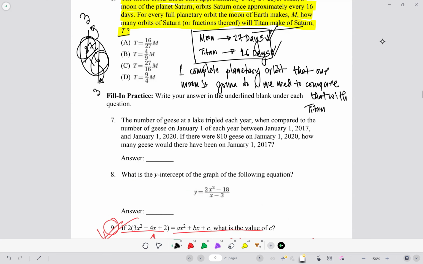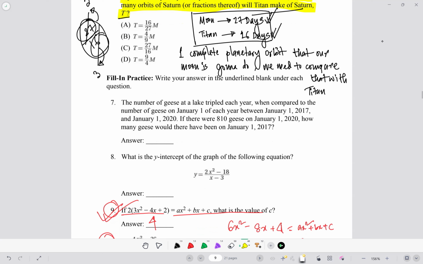Okay. So problem number 7. This is the last problem of our chapter, and it was an amazing chapter. The number of geese at a lake tripled each year, which, when compared to the number of geese on January 1 of each year between January 1, 2017 and January 1, 2020, if there were 810 geese on January 1, 2020, how many geese would there have been on January 1, 2017?